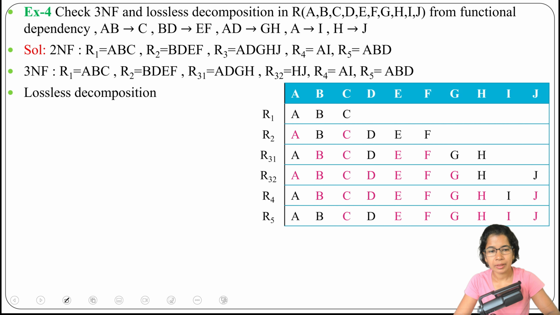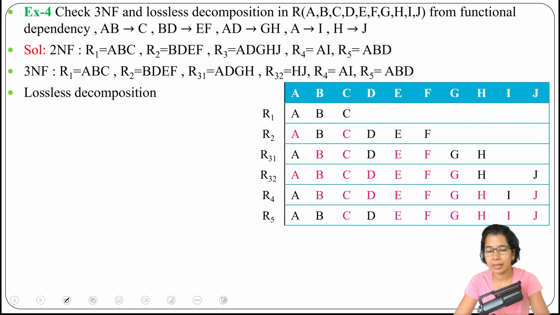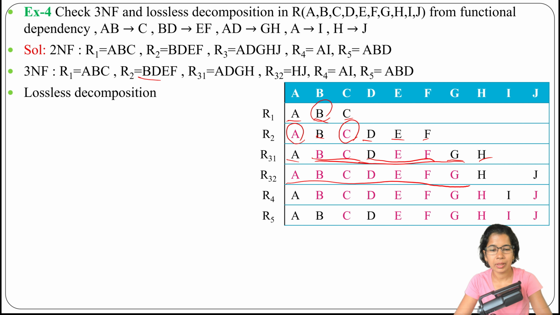Write all the attributes at the top and write all the relations on the left. So R1 A B C, R2 B D E F, with B, A and C are there, so we'll write A and C here. Next R31 A D G H, with A, B C D E F are here, so we'll copy B C D E F. Next R32 H J, with H all are here, we'll directly copy all A B C D E F G. Next R4 A I, with A all are here, except I, so we are copying all, and here I is already there.